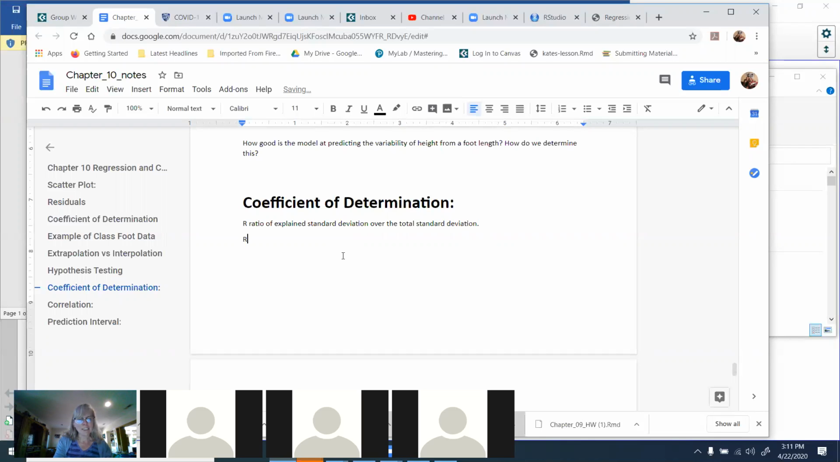Now, actually, we deal with something called R squared better in statistics. And there's a reason we use this capital R and this R squared, and I'm going to talk a little bit about that. But that is also a ratio, and it's the ratio of explained variability to total variability.